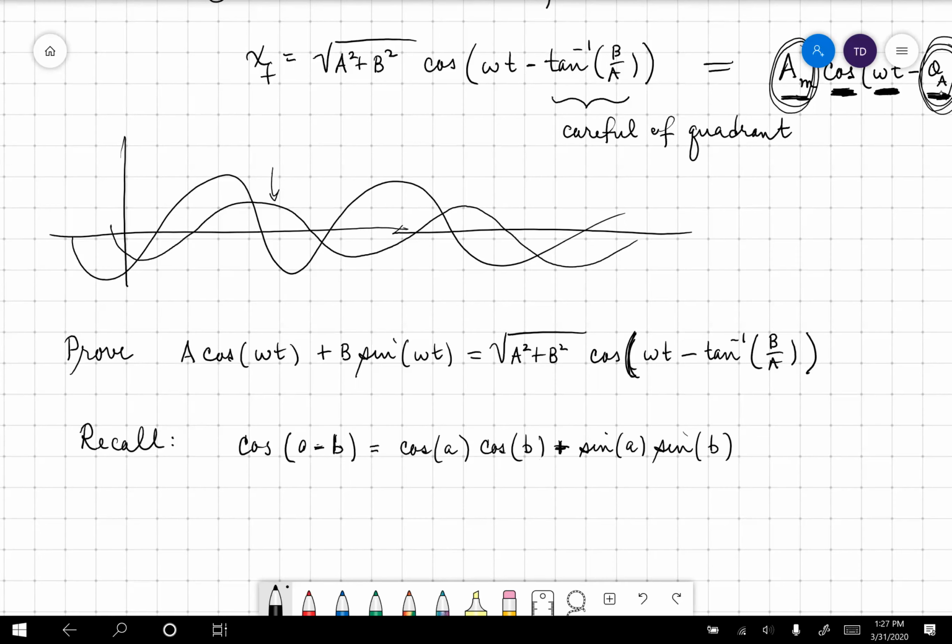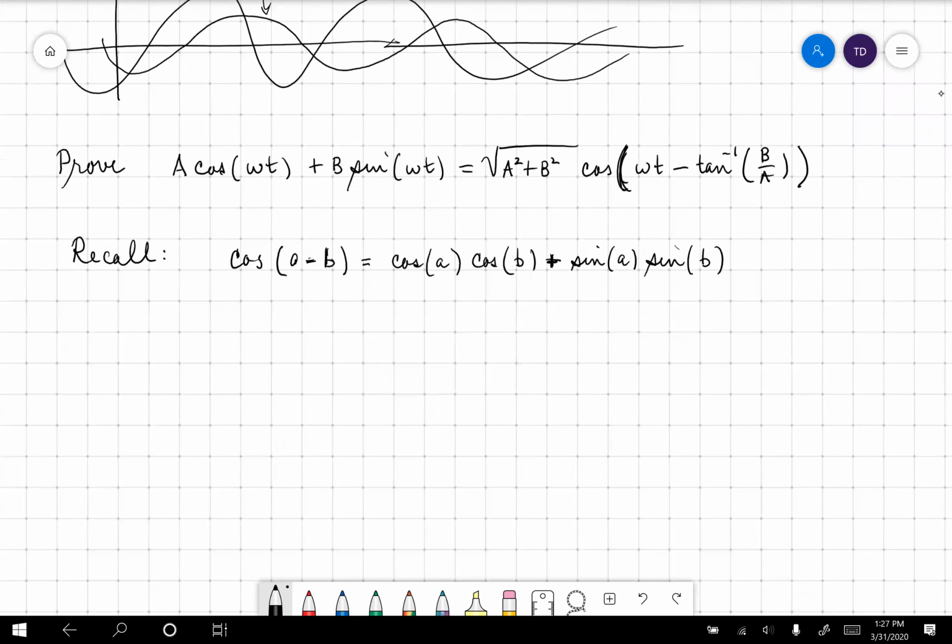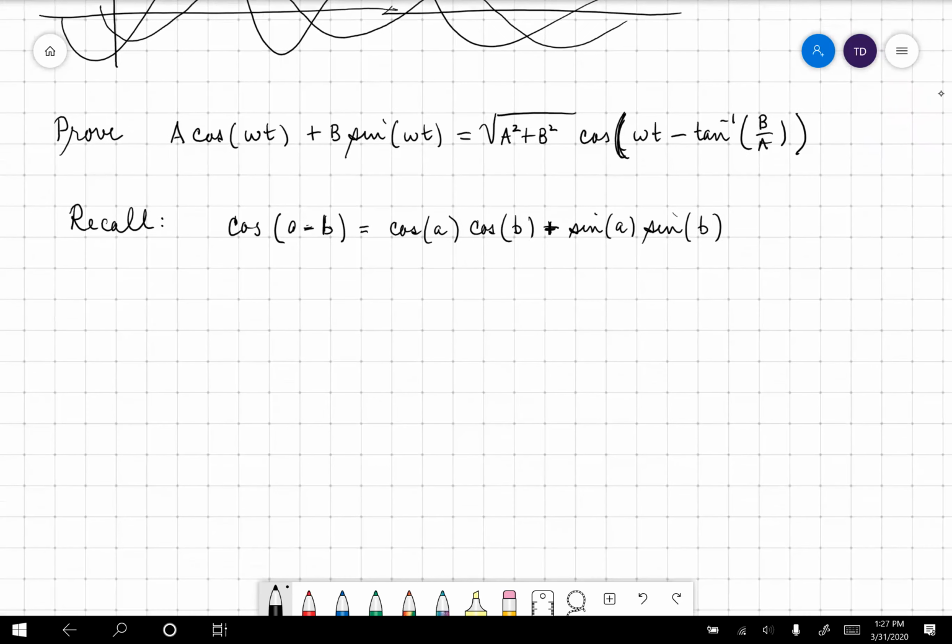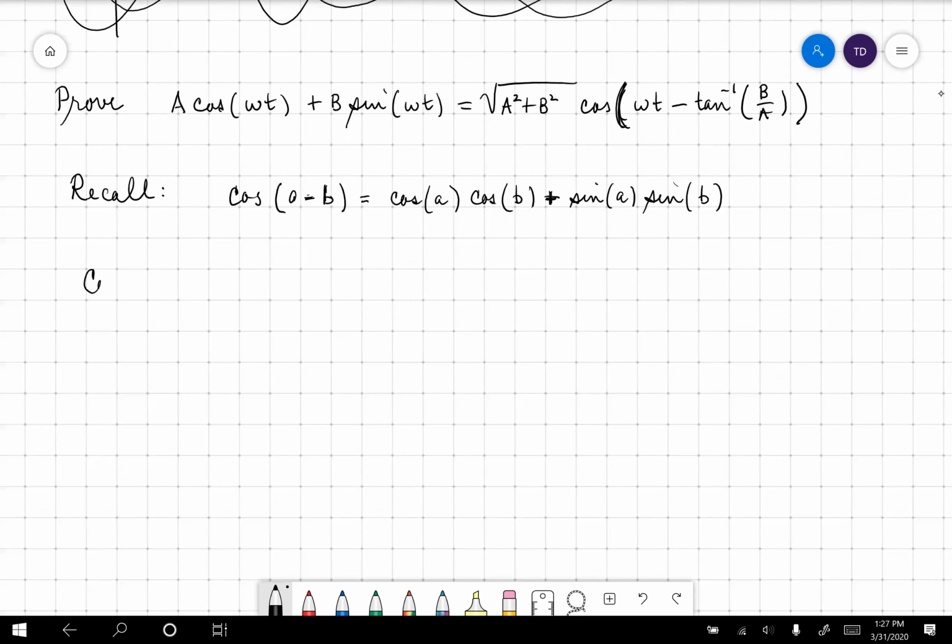Okay, now this is what I want you to do. I want you to consider the following. So we're just going to recall this equation here. Now consider the following triangle.